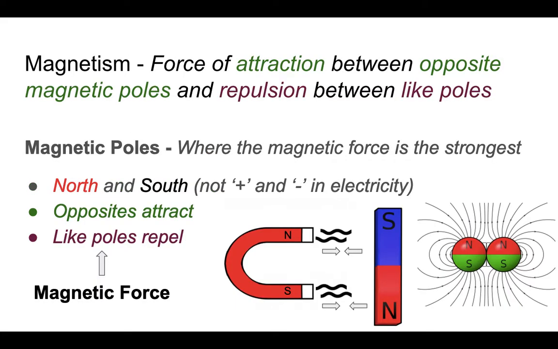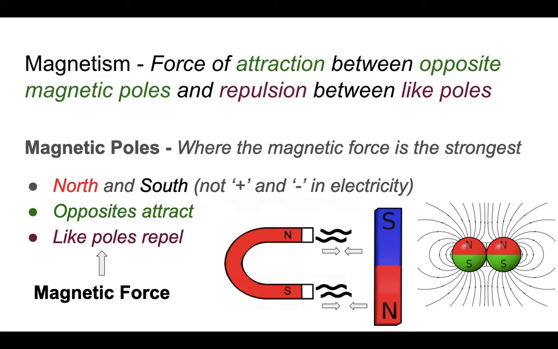Now, when we think of magnetism, I think the definition is probably pretty typical for what many of you understand: the force of attraction between opposite magnetic poles and the repulsion between like poles. Magnetic poles happen to be where that magnetic force is the strongest. That's where we're going to see in some diagrams a little bit later where the magnetic field lines build up. We use north and south when we talk about magnetism, not positive and negative like we did in electricity.